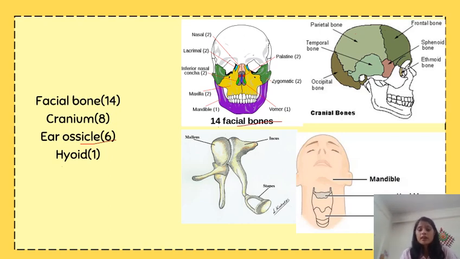And these are the ear ossicles. Ear ossicles have 3 bones in one ear, so both ears have 6 bones. Okay, do you know what is the smallest bone of the body? That is stapes. The smallest bone of the human body is the stapes, which is present in the ear.